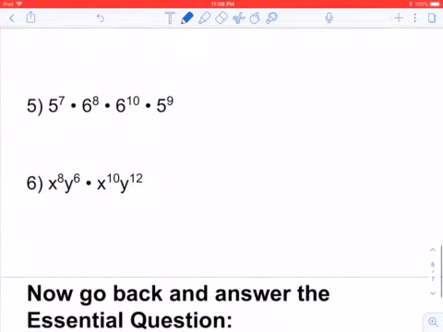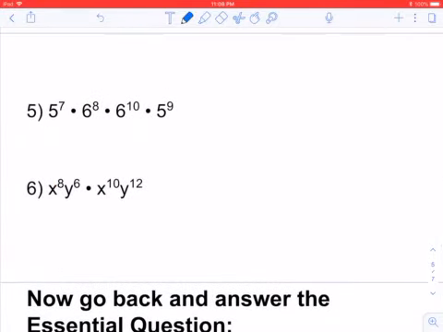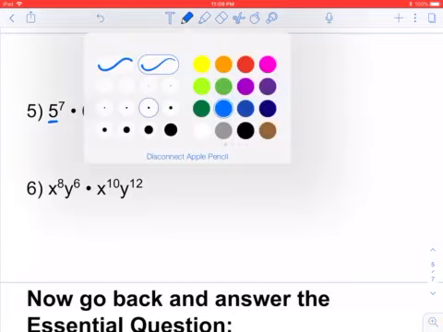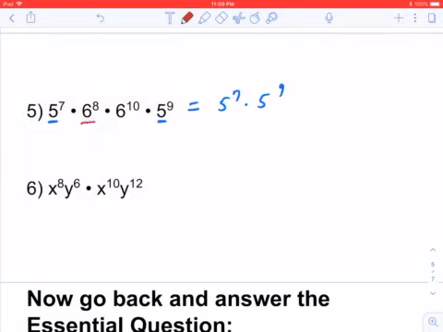Let's try a little more complicated one. So let's look at what we have for bases. We've got 2 different bases. Let's look at the first base. Let's look at 5. So we have 5 to the 7th times 5 to the 9th. And then we could group up also the second base, 6 to the 8th times 6 to the 10th.